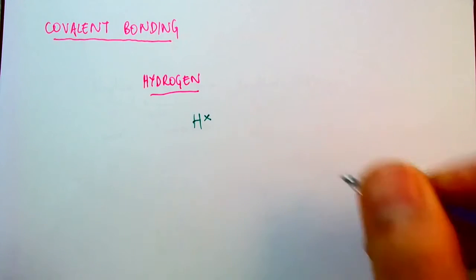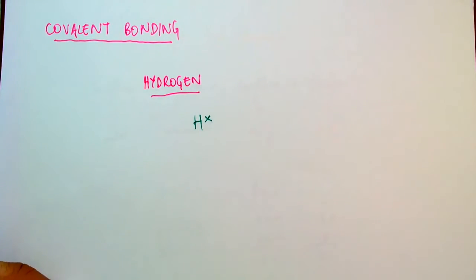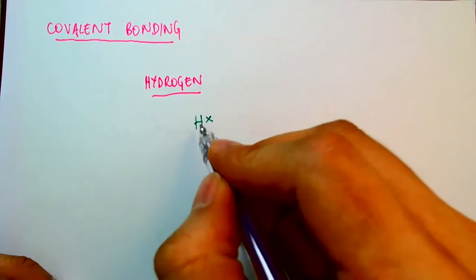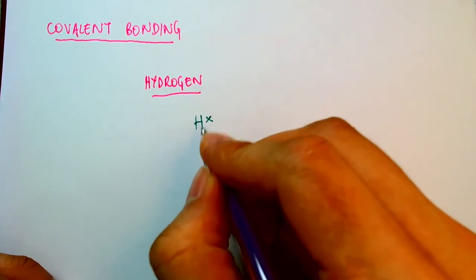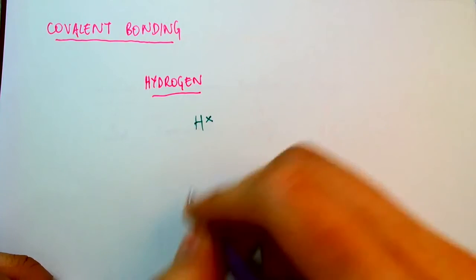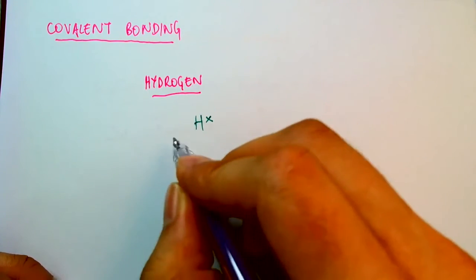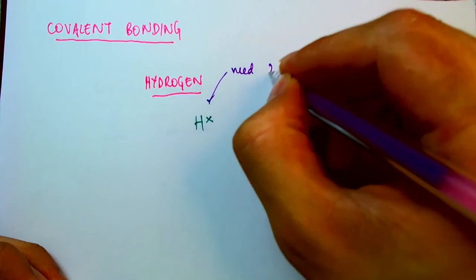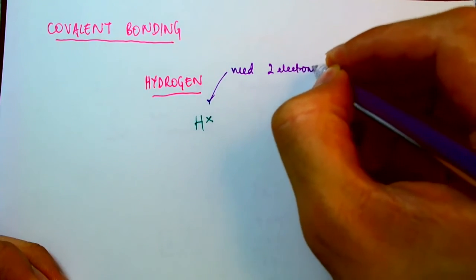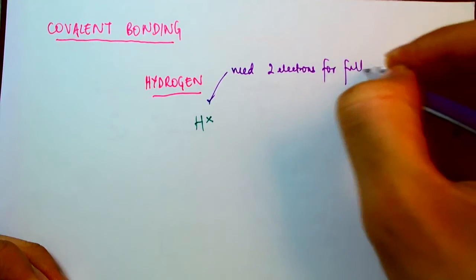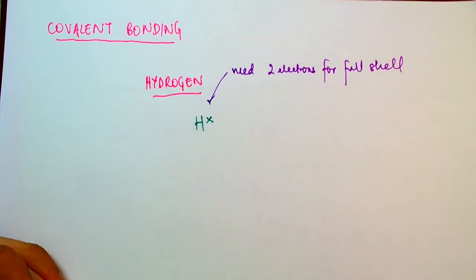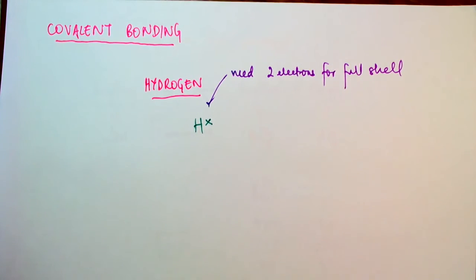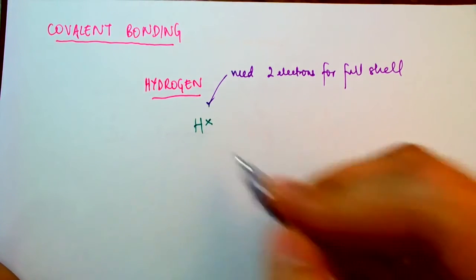And let's see what would make this hydrogen happy. Remember, hydrogen only has 1 shell, so in the first shell I need 2 electrons for a full shell. For a full first shell, I'm going to need 2 electrons. So hydrogen wants 1 more.